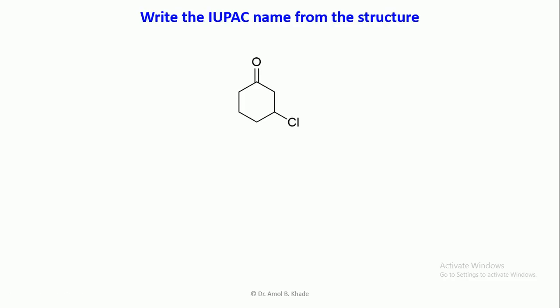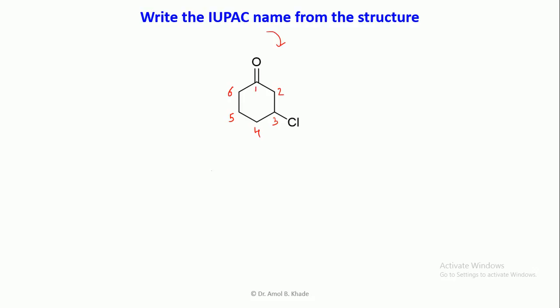Then let's try this structure. There are two functionalities. One is a halogen atom, chlorine, and the other one is again a ketone. In such a case we have to see the priority order. Ketone will have higher priority than the halogen atoms. So obviously this carbon will be considered as 1, and then we go in a clockwise direction so that the substituent chlorine will get the lowest possible number. So this will be 2, 3, 4, 5 and 6. This is the correct way of numbering this structure.